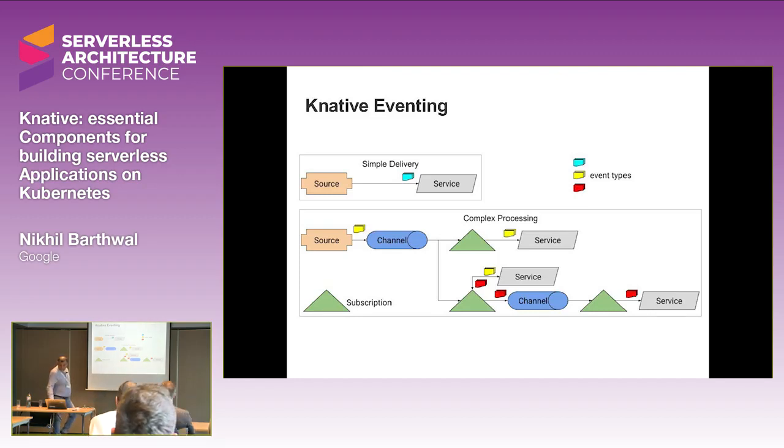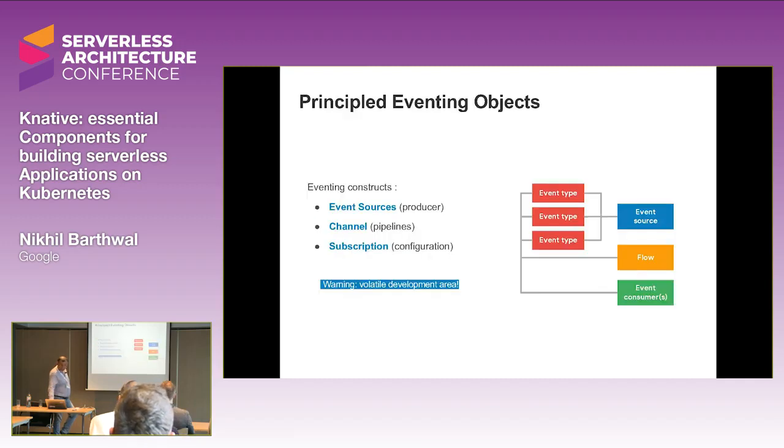These are your principal objects. So you obviously have some kind of producer that will produce the events. You have channels, and then you have subscriptions. And this Knative is a very active project.